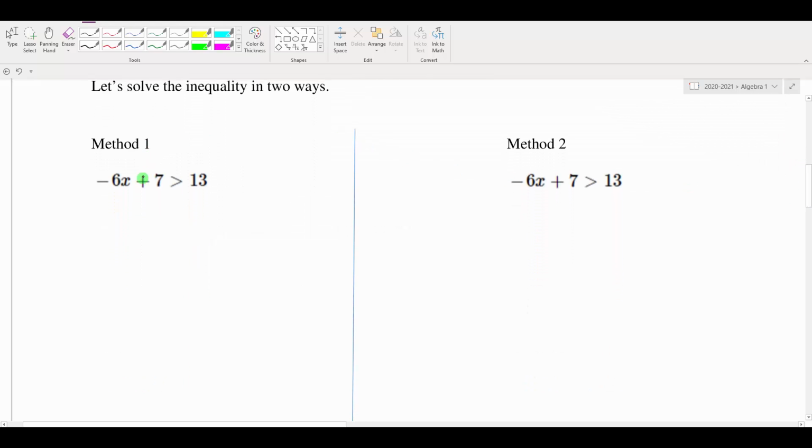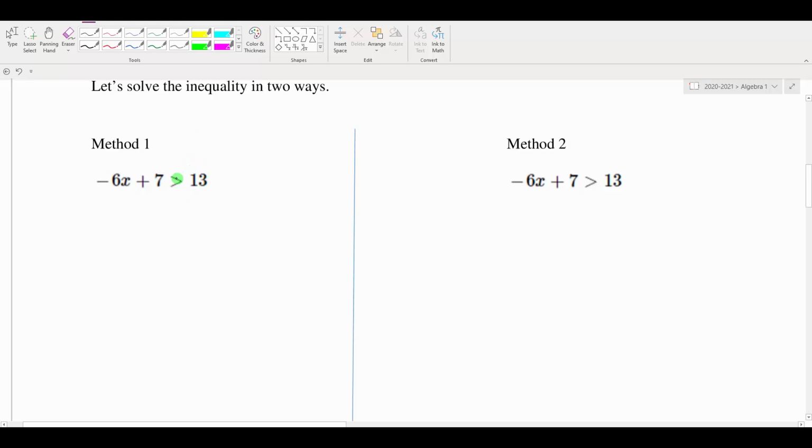I've got an inequality. You'll notice that I have it repeated twice here, and that's because I'm going to show you one method versus another, so that we can understand what a negative does to our inequality here. So in method 1, when we go to solve an inequality, it's much like solving an equation. Our goal is to get x by itself with a number on the other side of the inequality, just like when we solve an equation.